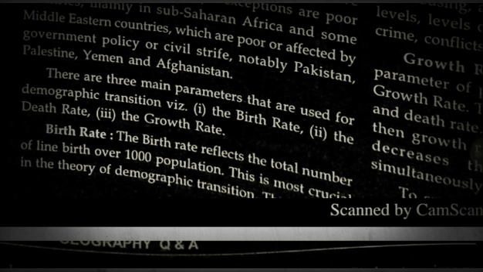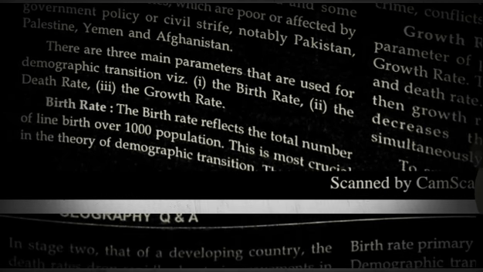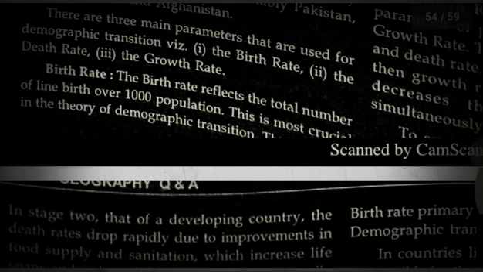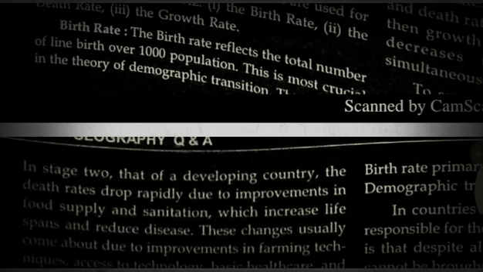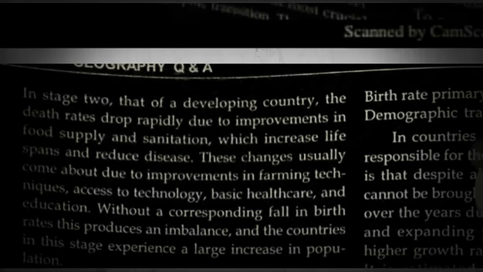There are 3 main parameters that are used for demographic transition: birth rate, death rate, and growth rate. The birth rate reflects the total number of live births per 1,000 population. This is the most crucial in this theory of demographic transition.